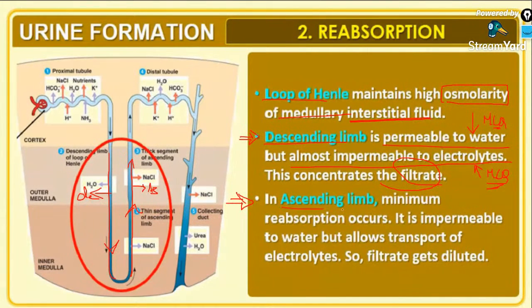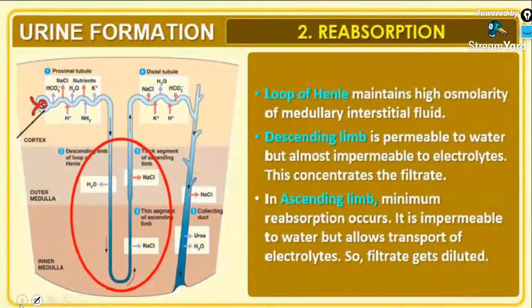In the ascending limb, minimum reabsorption takes place because it is impermeable to water but allows the transport of electrolytes. So the filtrate gets diluted. So name the part of the loop of Henle which makes the urine concentrated. Descending limb of the loop of Henle. And name the part of the nephron that makes the urine diluted. Ascending limb of the loop of Henle. These both have been previous year MCQs at least 20 to 25 times. Fine? Yes.